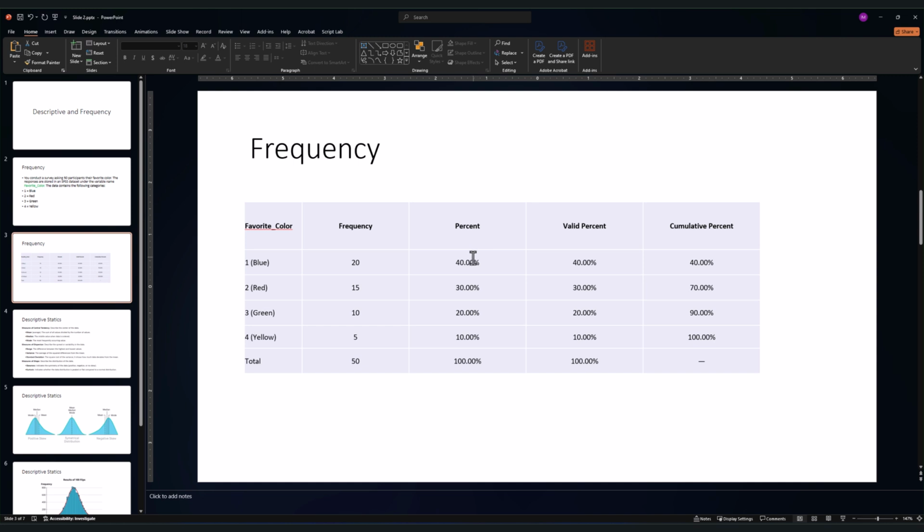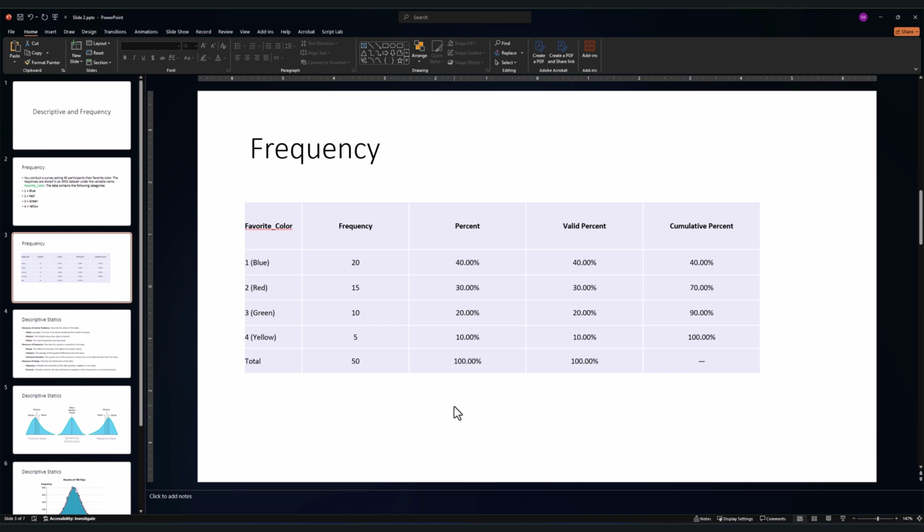So 40% of individuals like the color blue, which is 20 respondents out of 50. Then 30% like red, 15 responses. Then green and yellow, 20% and 10%, which are 10 responses for green and 5 responses for yellow. So this is a simple example of frequency distribution.